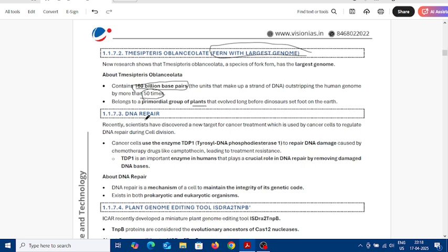So then next is DNA repair. Recently scientists have discovered a new target for cancer treatment which is used by cancer cells to regulate DNA repair during cell division. Cancer cells use enzymes like TDP1 to repair DNA damage caused by chemotherapy drugs like camptothecin, leading to treatment resistance. TDP1 is an important enzyme in humans that plays a crucial role in DNA repair. So basically, who does the DNA repair? It is TDP1. That is what you have to remember. It does so in humans by removing damaged DNA bases.